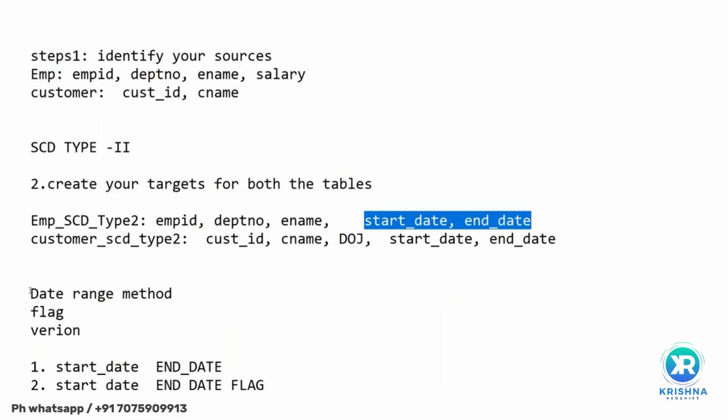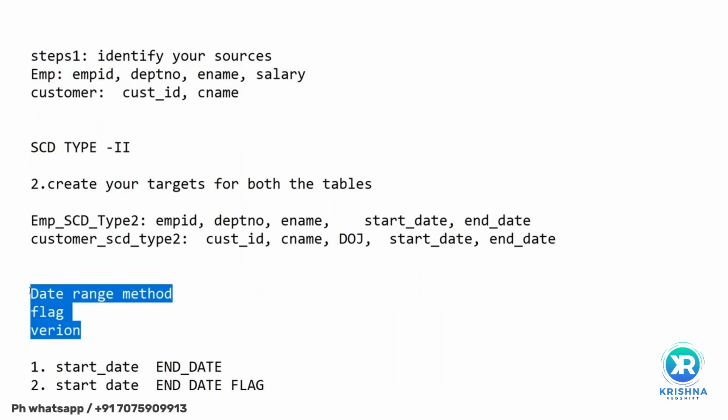SCD type 2 can be implemented in three ways: date range method, flag method, and version method. All the companies are using the date range method. Some also use the flag or version method, but the date range is compulsory. Date range alone is sufficient, so additionally flag and version are not required. That is why many customers are not using them. So date range you should know, and once we discuss date range, I will tell flag and version.